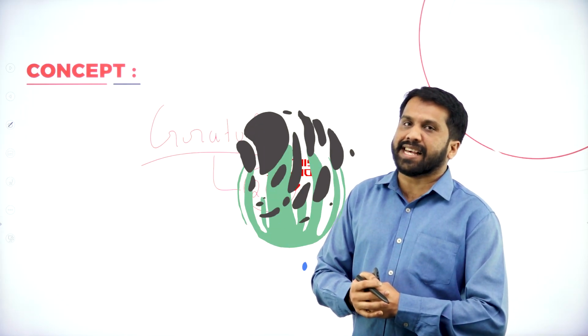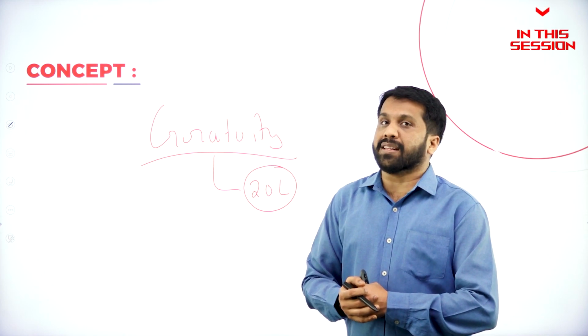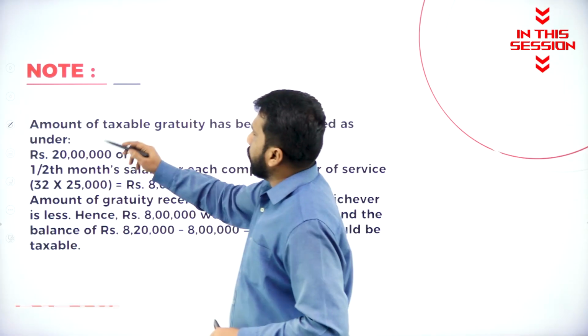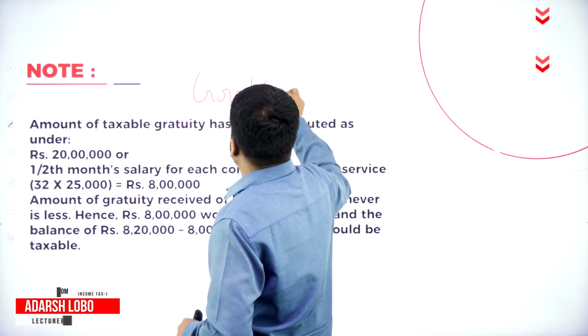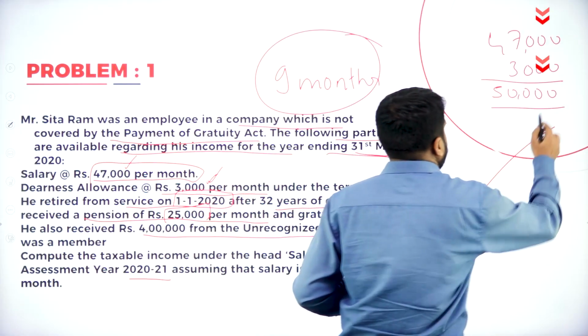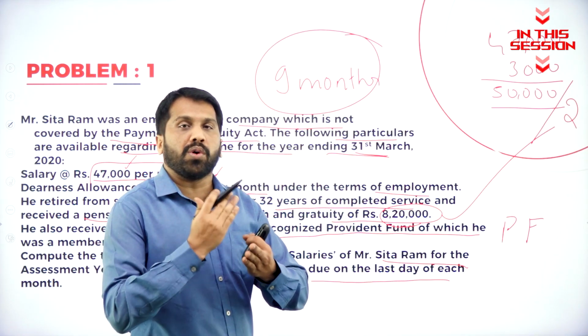Half month of this salary, your recent salary, into your completed month of service. Amount of whatever we are calculating, this is a gratuity we are calculating. 50,000 divided by 2, because we have to take what? Only half.